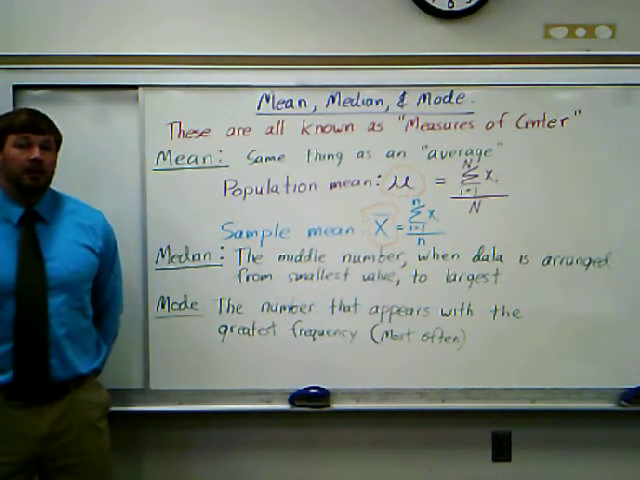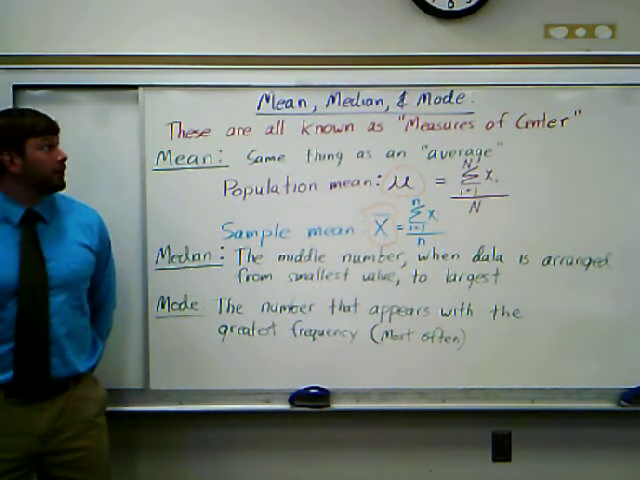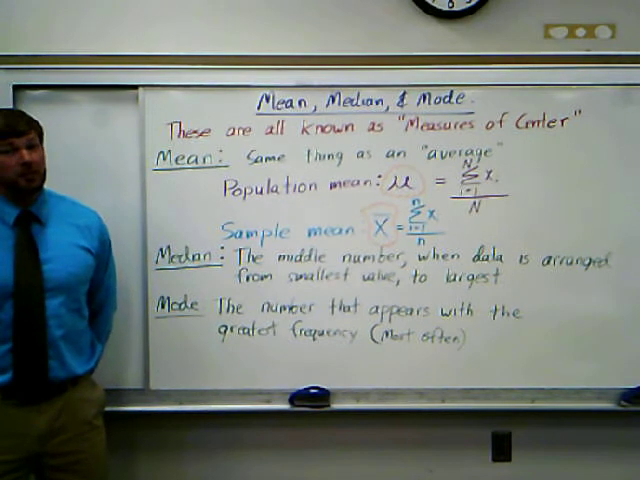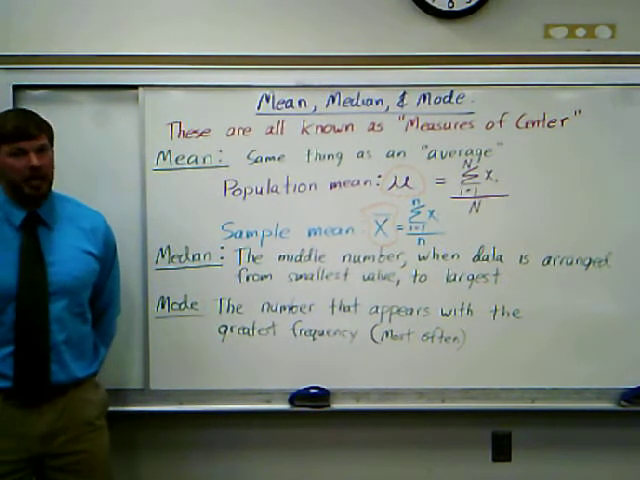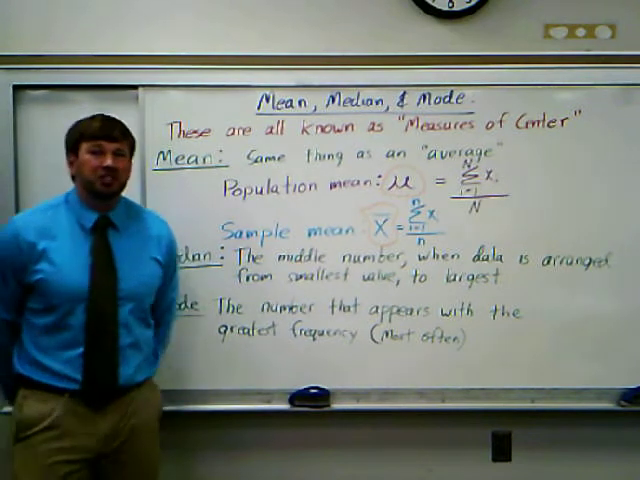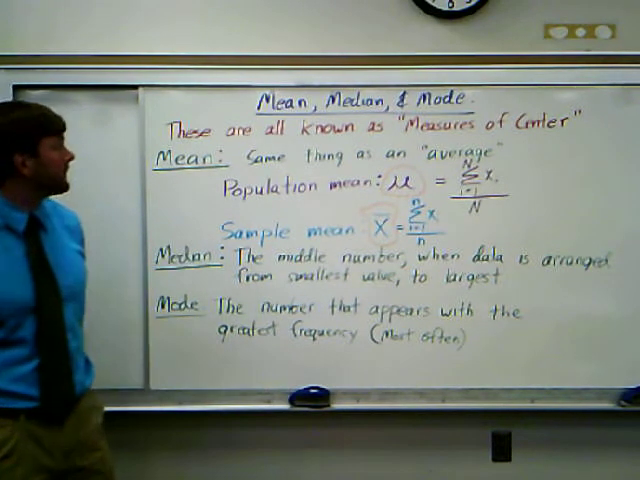All right, let's go ahead and start talking a little bit about mean, median, and mode. First off, these are all known as measures of center, measures of central tendency, measures of central location, just basically measures of the central point of the data set.